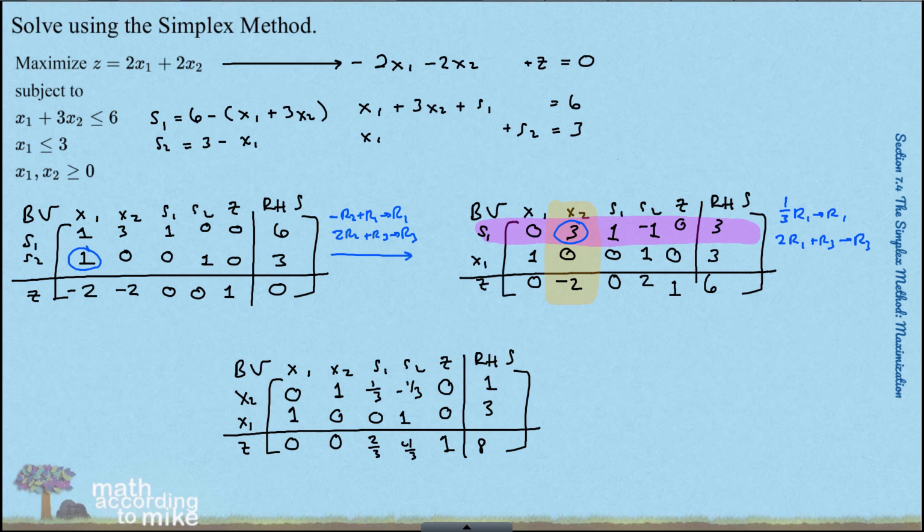Okay, so that is done. So now we can write our answer. We don't really care too much about what the s's equal, just the x's, and z in this case. So remember to read across. X1 is basic, so read across. We get x1 to be 3. X2 is basic as well. Read across. We get x2 to be 1. Z should always be basic. Read across. We get z to be 8. That's all you need to say.